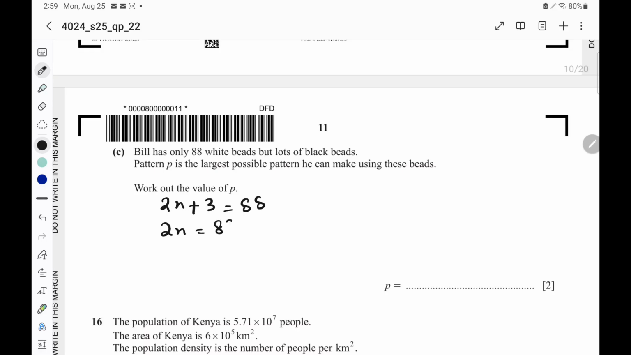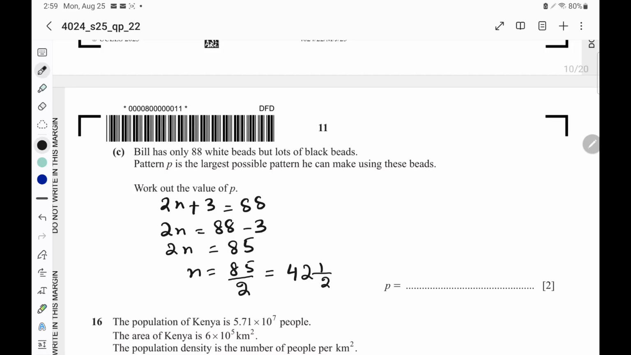So 2n is equal to 88 minus 3, which is 85. 85 over 2 means 42 whole and 1 over 2. You cannot have beads in halves. The number of beads will be in full, like an integer.